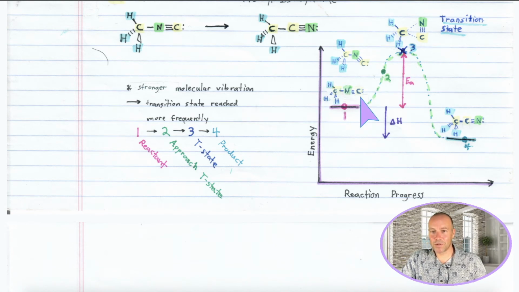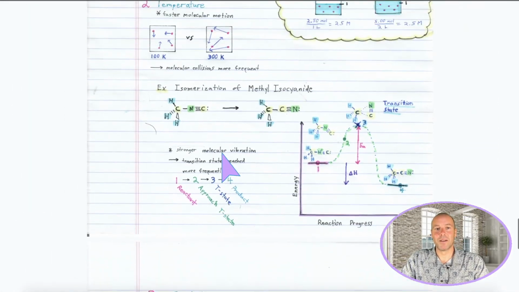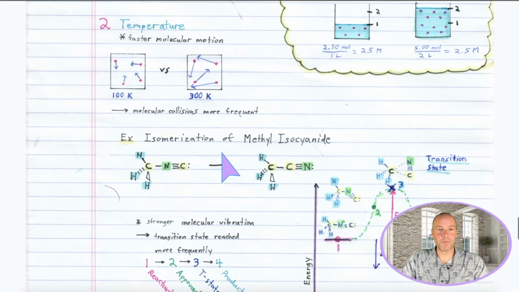So at colder temperatures, the molecule doesn't vibrate as much. It's not getting over the barrier as frequently, but at higher temperatures, it's vibrating more quickly and more vigorously, and so it gets over the barrier. Okay, so the transition state is reached more frequently. So the reactant, if it's under hotter temperature, approaches the transition state easier. It reaches the transition state and it forms the product. All right, so hotter temperatures means faster.